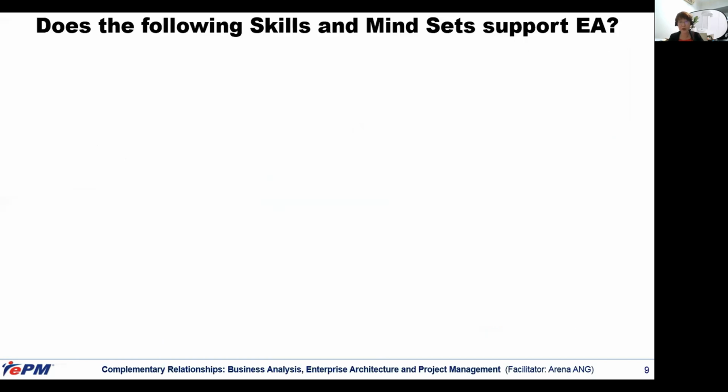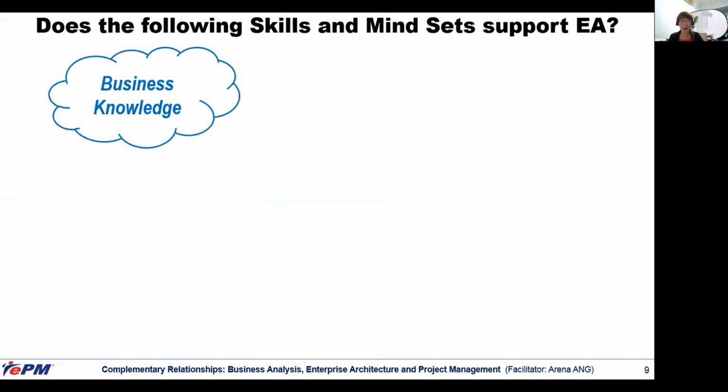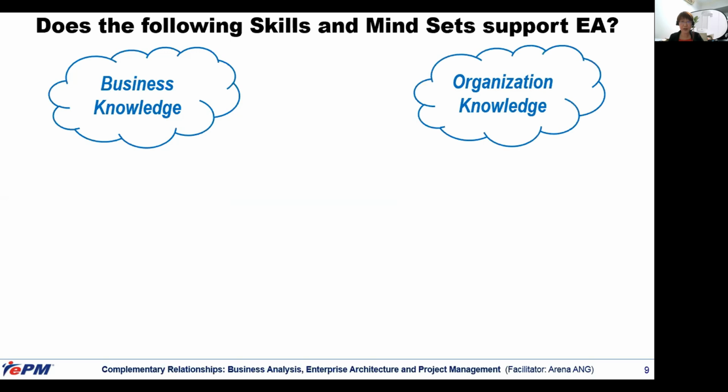So what are all these? The next slide is talking about what kind of skill set and mindset supports enterprise architecture. If you take a look at the screen, the business knowledge and organization knowledge is in line with what Aaron has mentioned: business architecture is the prerequisite. Imagine an architect who does not have business knowledge or organization knowledge. How can he or she understand what the business is talking about?